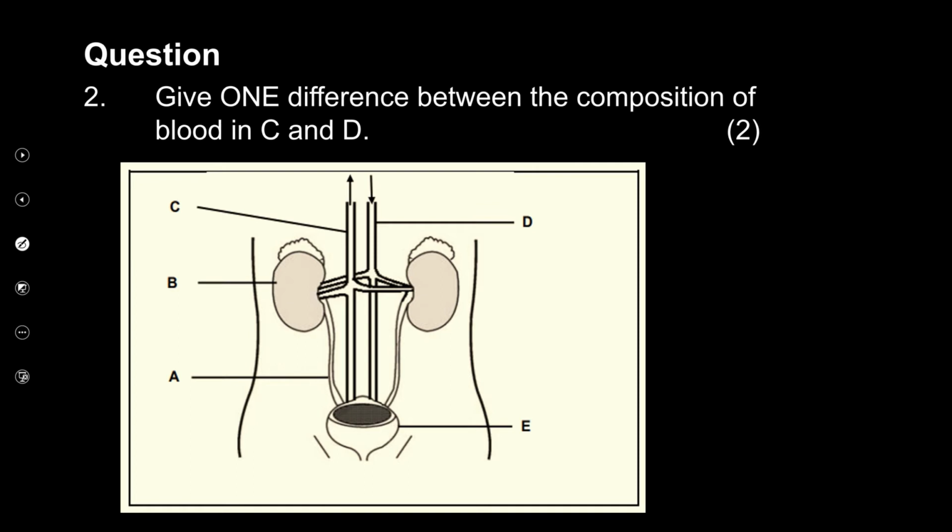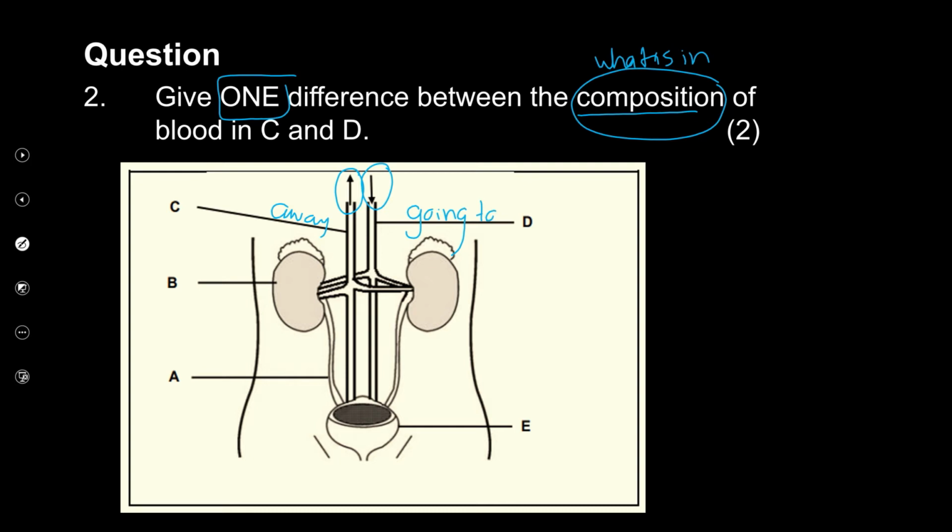Give one difference between the composition, right? What does composition mean? It simply means what is in the blood. So now you need to have a look. Give one difference between the composition of blood in C and D. Now what you need to look at first is the arrows. So number C is going away from the kidney, all right? Number D is going to the kidney. So if we have a look at what is in it, that's going to give you an idea.